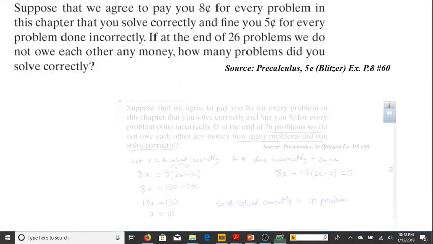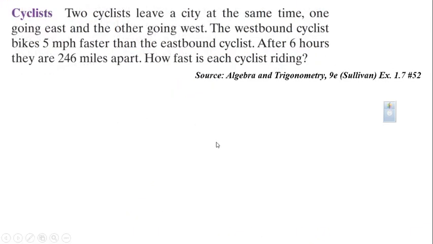And let's go on to this question here. Two cyclists leave a city at the same time. One going east and the other going west. The westbound cyclist bikes 5 miles per hour faster than the eastbound cyclist. After 6 hours, they are 246 miles apart. How fast is each cyclist going?